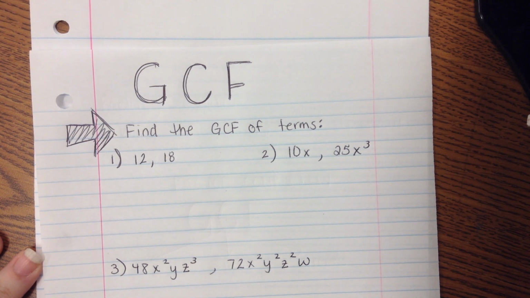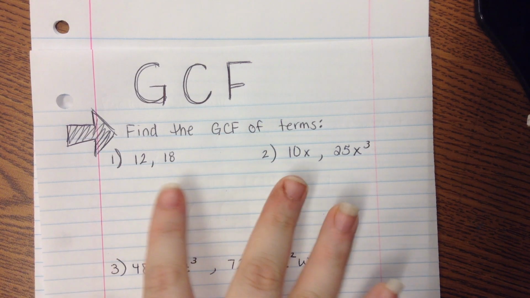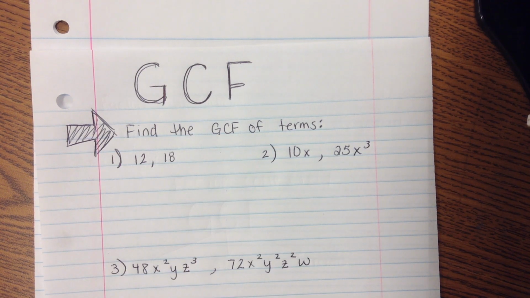This video is going to show how to factor the GCF. This is the first thing you do when you're factoring quadratics every single time. You're going to find the GCF. Now we're going to start with just finding the GCF of the terms, not factoring them, just finding the greatest common factor, what they have in common.